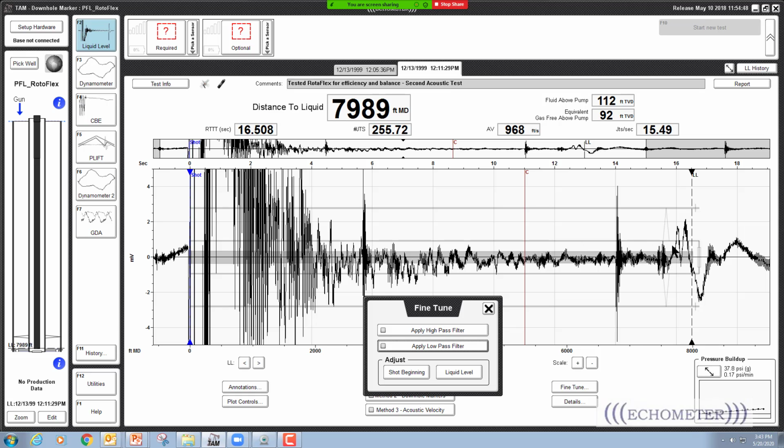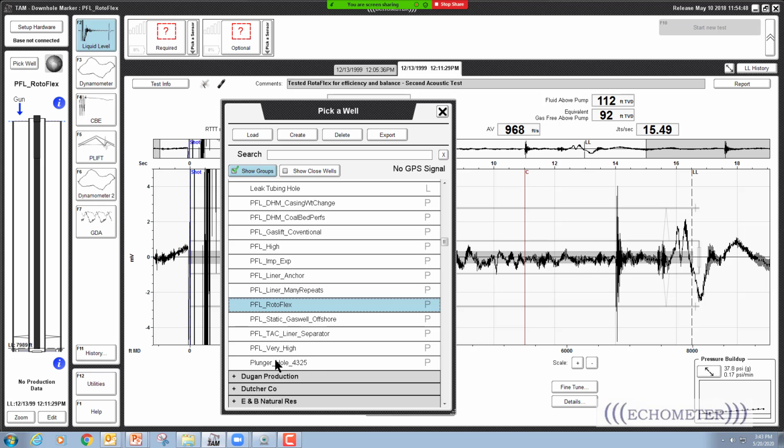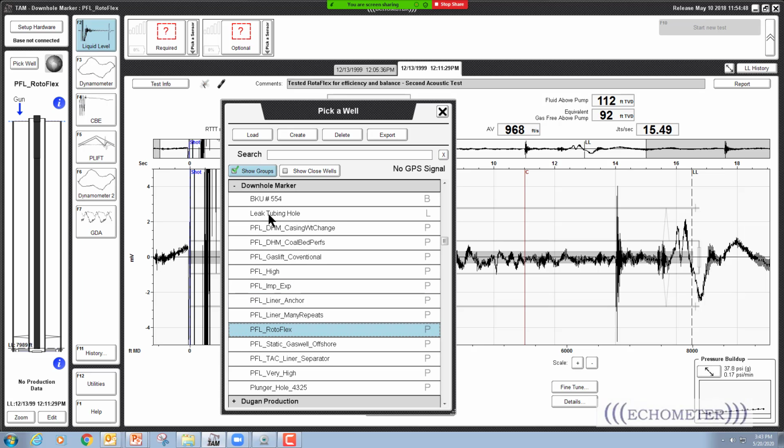We've already talked about the markers and the collar count, so I'm going to go to a different well unless someone has a specific question on this one. So let's pick a well. There's a hole in the tubing here on a gas well, and a tubing hole here on a rod pumped well, and this well right here, BKU 55, goes along with that technical paper.